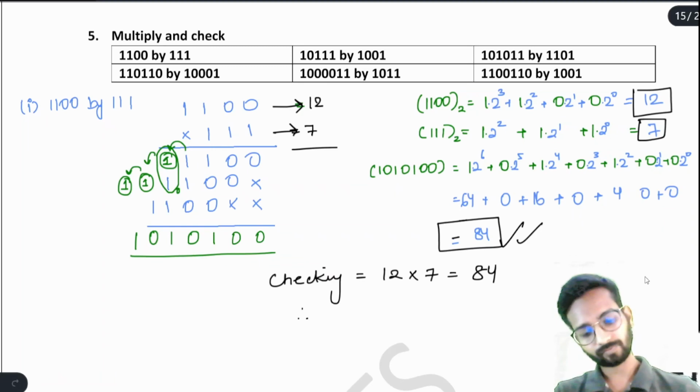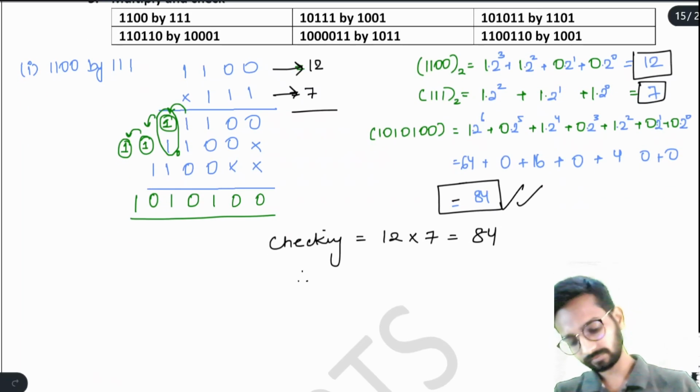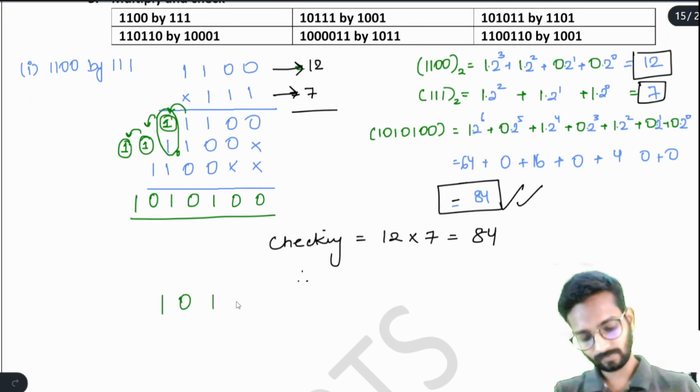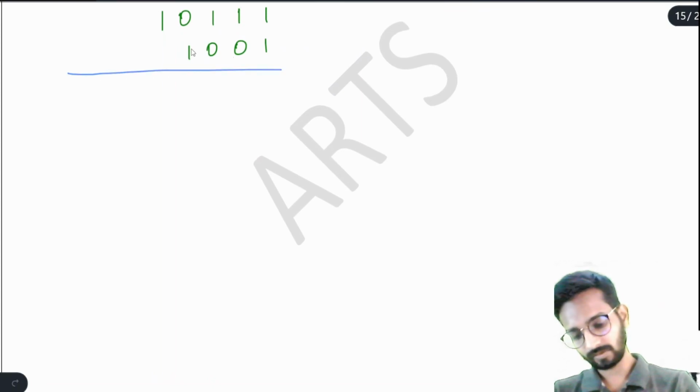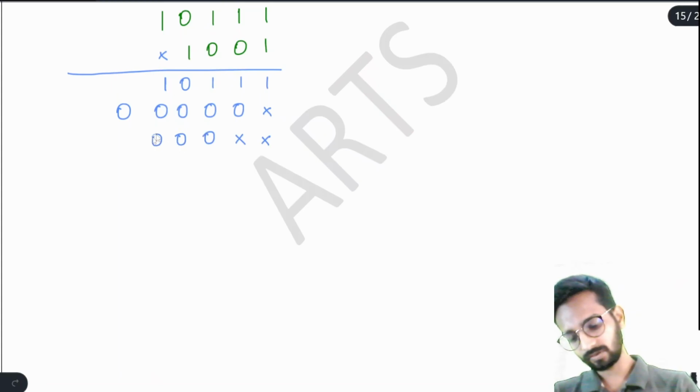Moving to the next part, 10111 by 1001. Solving this, how will we do the multiplication? First is 1 multiplied by 10111. So we'll write here 10111. After that 0, 1 2 3 4 5, 5 zeros. Again 2 crosses, then 5 zeros. Then 3 crosses.